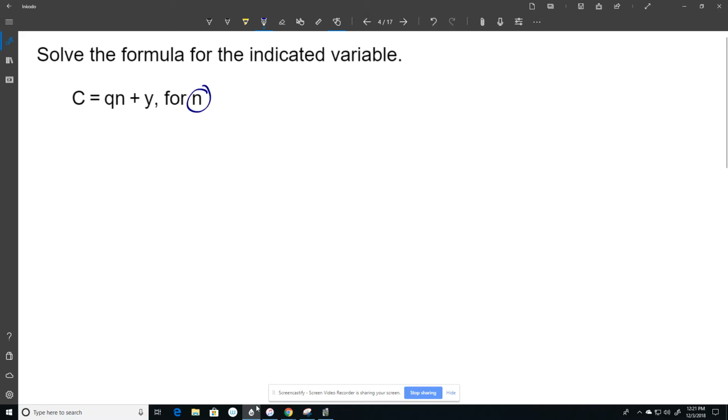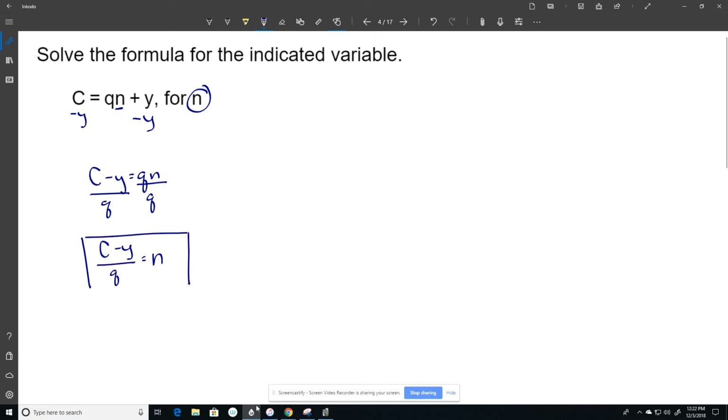This one wants us to solve for n. So n is what I'm trying to get by itself. So I'm going to minus y from both sides. So capital C minus y equals qn, and then I divide by q. So capital C minus y divided by q is equal to n. Once again, if you do not put a capital C, it's going to count that one wrong.